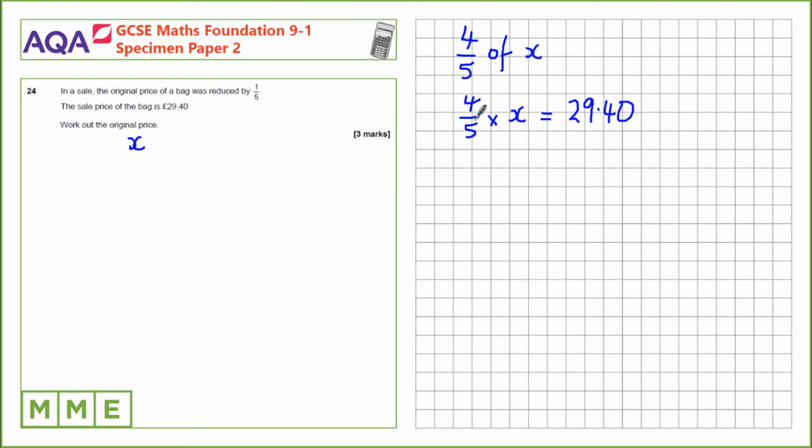And if we want to figure out X, we need to divide £29.40 by 4/5, and I'm going to call that 0.8. 4/5 is 0.8. So we can just do that calculation, which gives us 36.75. Our answer, £36.75.